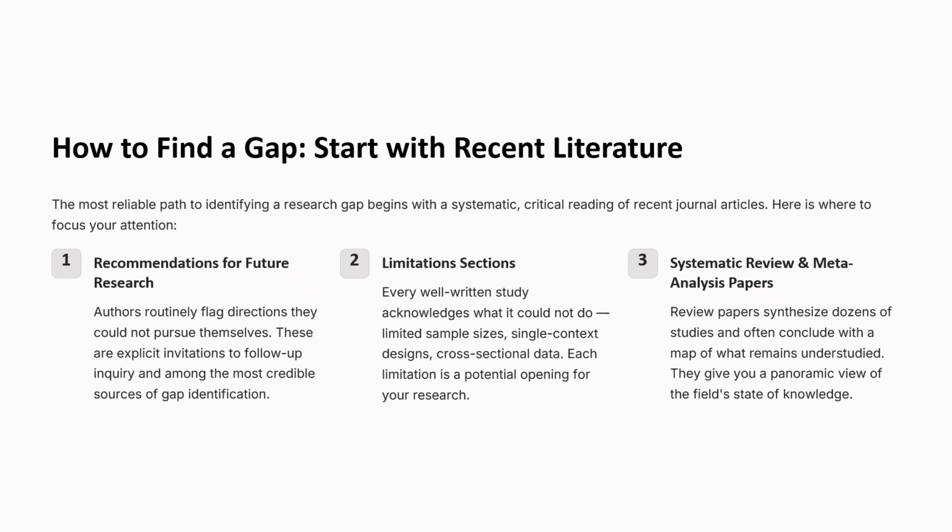How to find a gap. One of the best ways to identify research gaps is by carefully reviewing recent journal articles. Researchers should pay special attention to future research recommendations, limitation sections, and systematic review papers. These sources often highlight unanswered questions in areas requiring further investigation.